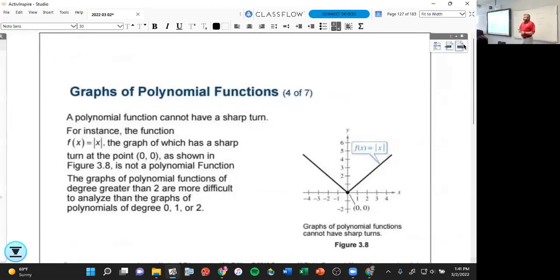Is this a polynomial function? Why not? That's not round and smooth, is it? The absolute value function, is it continuous? Yes, absolute value is continuous, but it's not rounded, it's not smooth. Okay, so this is not a polynomial function.